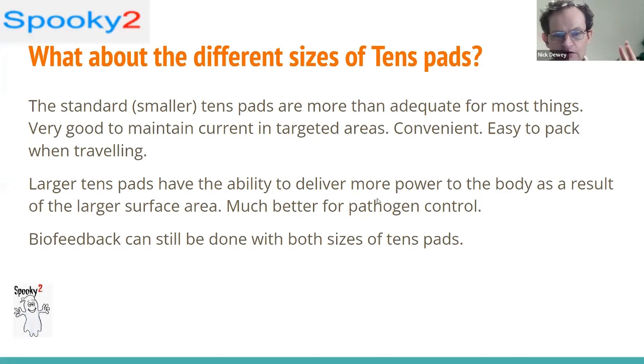But if you're trying to work on pathogen control, you've already done your biofeedback, maybe with small TENS pads, you can then do much more pathogen control through delivering the contact frequencies using the larger TENS pads. So having both on hand can be a very useful thing to do. You can still run biofeedback both with Generator X and the XM generator and pulse units with the large and small TENS pads as well.